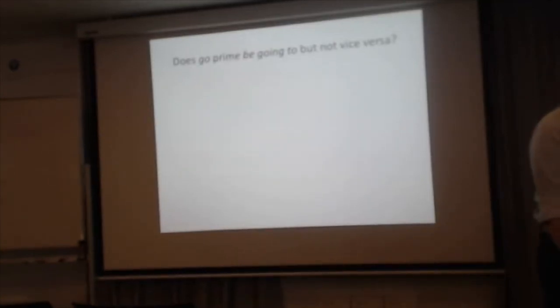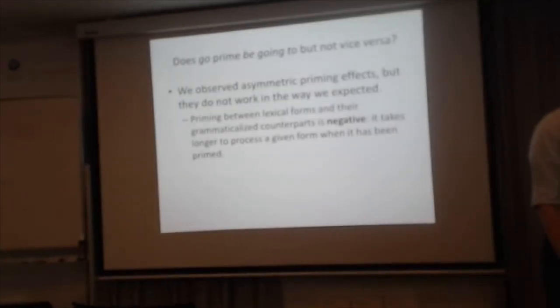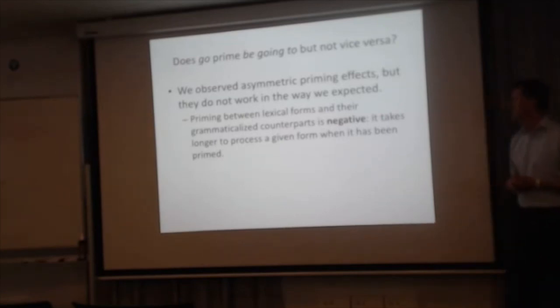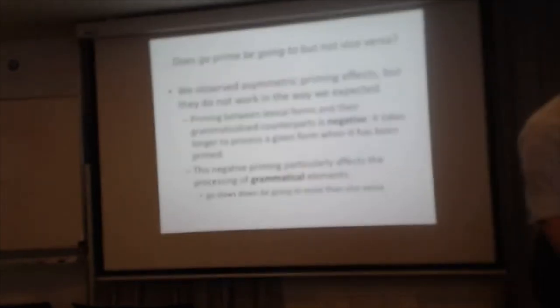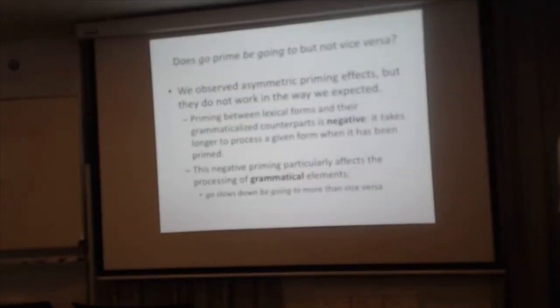So, does go prime be going to, but not vice versa? We do observe asymmetric priming effects, but not in the way we expected. So, priming between lexical forms and their grammaticalized counterparts is negative. It takes longer to process a given form when it has been primed. And this negative priming effect particularly affects the processing of grammatical elements. So, go slows down be going to more than vice versa. Right.